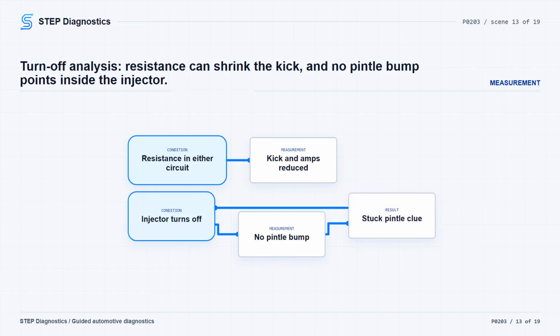If the voltage ramps down smoothly without the pintle bump, that indicates a stuck pintle inside the injector. The final off phase is the same as the first off phase, waiting for the next actuation.